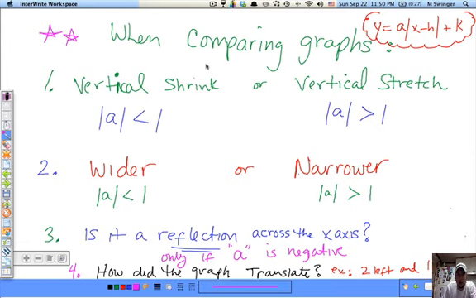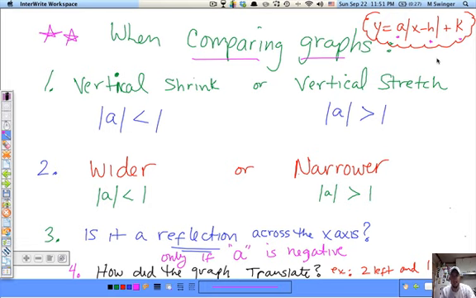When you're comparing graphs to the parent, right? You got one of these graphs. How do you compare this to the parent? Basically, you're looking for A. You're looking at A and saying, okay, A determines something. H determines something. You guys know what H and K determine. I already told you H and K make up the vertex, right? What does A do? Well, A actually makes this V wider, narrower, okay, stuff like that.